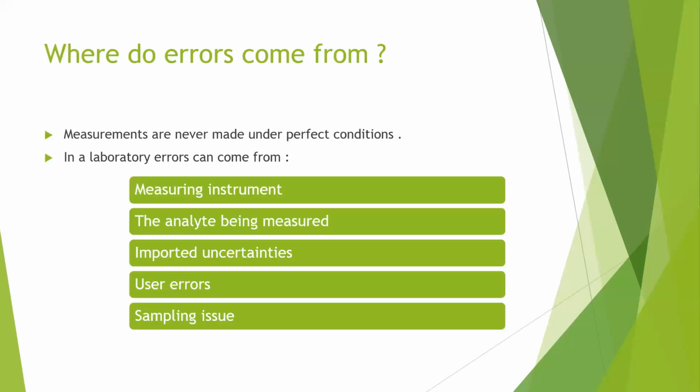Now, where do errors come from? You can say, why should there be an error? So error will always be there. Measurements are never made under perfect conditions. In a laboratory, errors can come from the measuring instrument, from the analyte being measured, from uncertainties, from errors on the part of the user because of sampling issues. There can be so many reasons because of which an error can come into the measurement.